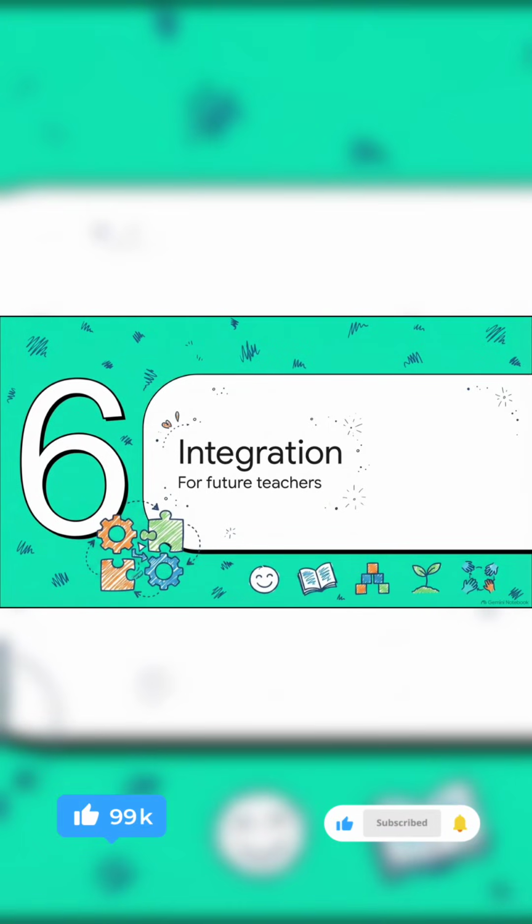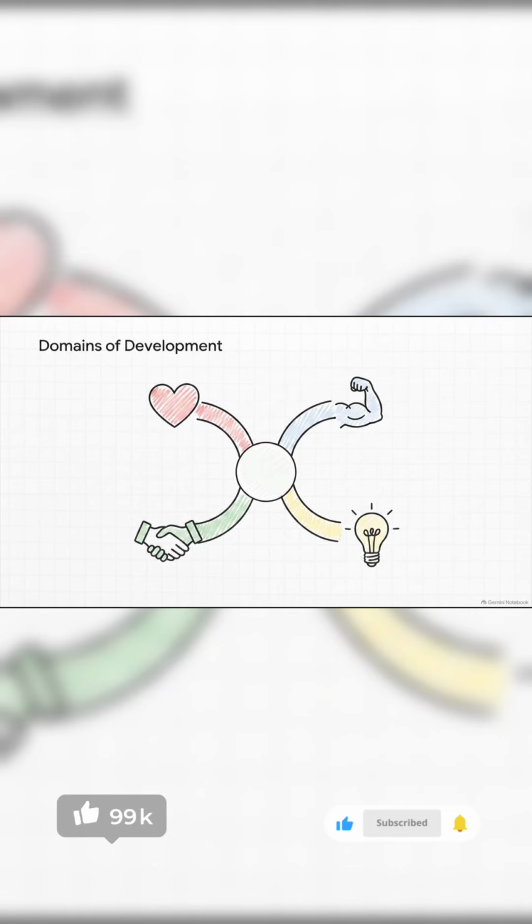Section 6. Integration for teachers. As a teacher, you need to constantly keep the 4 domains of development in mind: physical, cognitive, social, and emotional. We often call these the PCSE domains. Now, the principle of interrelation tells us that these domains absolutely do not operate in silos. They are completely intertwined. Think about it.